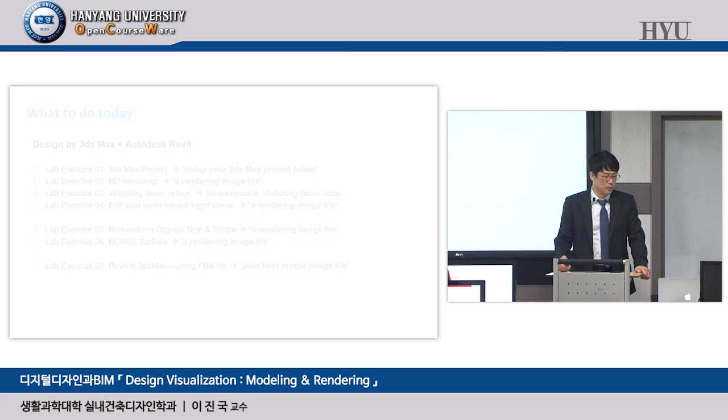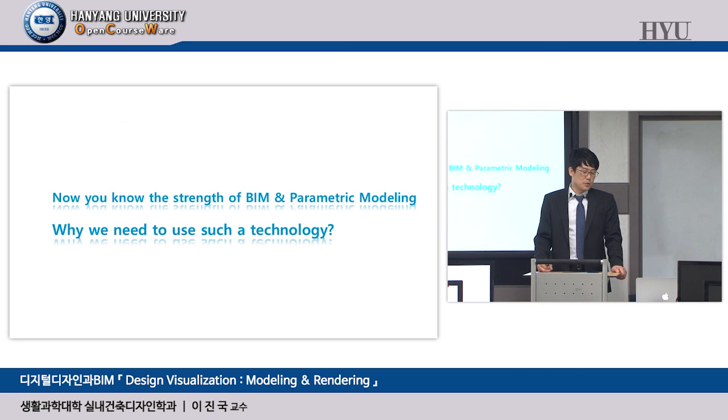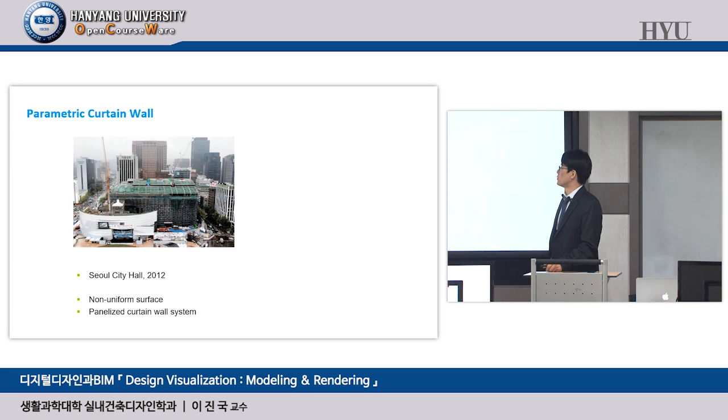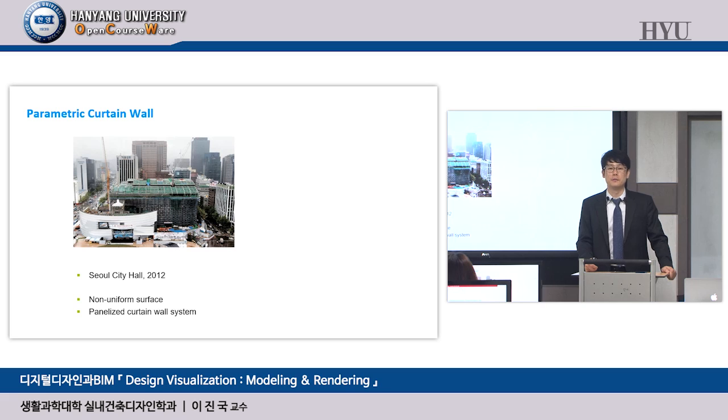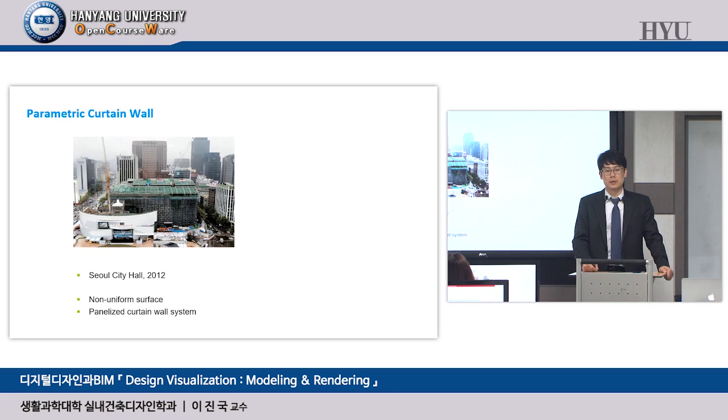Okay, let's move on. So far we have learned some parametric modeling, BIM approaches, and related applications. We reviewed some actual design projects. Now you know the strengths of BIM, parametric modeling, and related applications. Why do we need to use such a technology? Of course, I told you before, some freeform or non-uniform designs are nowadays very common in our industry.